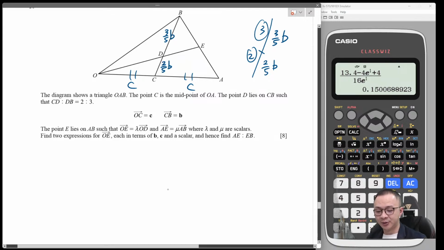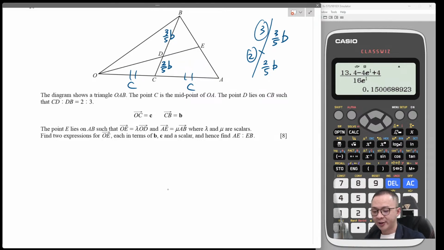Okay, so this is all the information I have. The E lies on AB such that OE equals lambda OD, AE equals mu AB, where lambda and mu are scalars. So find the two expressions of OE in terms of b, c and the scalars. Hence find the ratio AE to EB. 8 marks. Let's do it.